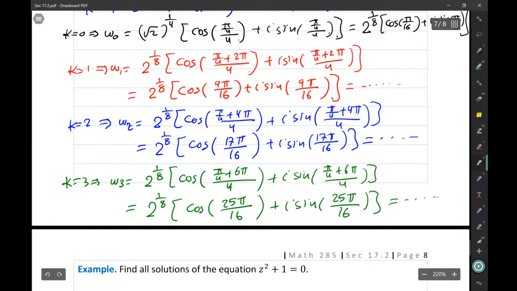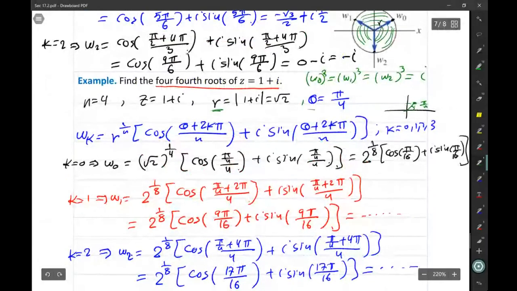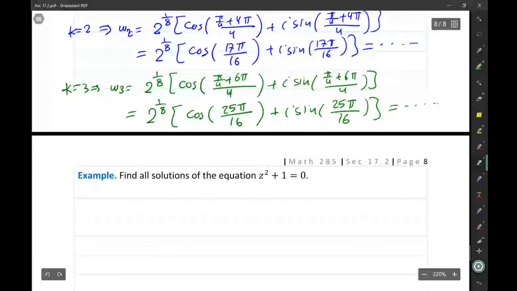Of course, we have to use the calculator to calculate it. It's very simple and straightforward to find out the roots as long as you find the value of r correct, and the theta, I mean the polar form of your complex number, correct.